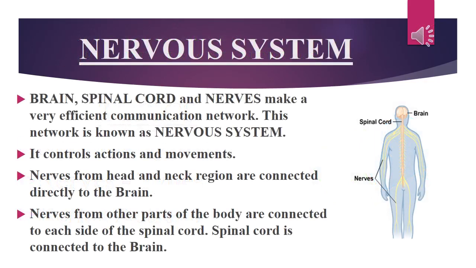Brain, spinal cord and nerves make a very efficient communication network. This network is known as the nervous system. It controls the actions and movements of our body. This is a very sensitive and delicate system. Nerves connect our body with the brain and spinal cord. Nerves from the head and neck region are connected directly to the brain. Nerves from other parts of the body are connected to each side of the spinal cord. The spinal cord is connected to the brain.